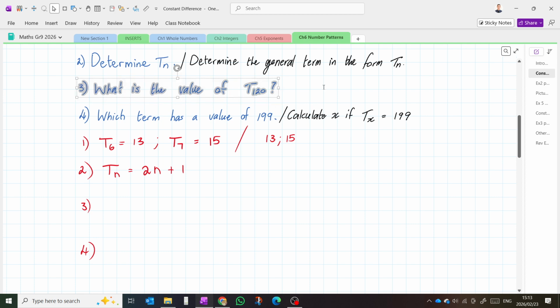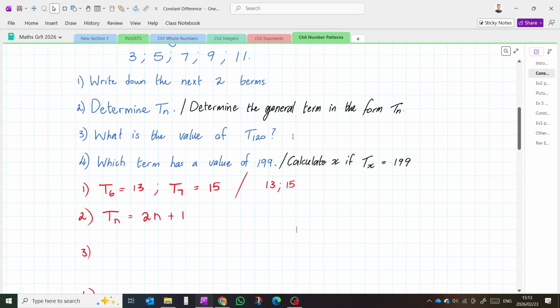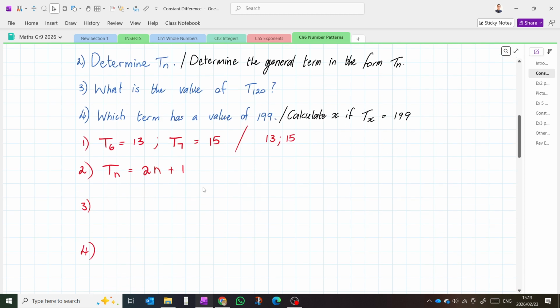The third question is going to be very similar to how I just tested my solution by using the third term. They just now want to know what is the value of the 120th term. Now we're not going to go and add 2 to 15 to get to the 8th term and then another 2 and another 2 until we get to the 120th term. That's why we have the general solution.